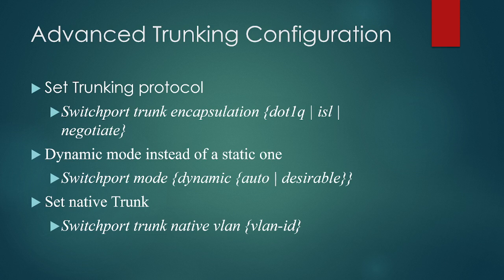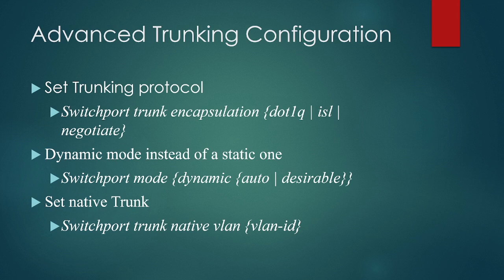The first of these is setting which type of trunking you want to use. By using the switchport trunk encapsulation command, you can decide between dot1q, which is the industry standard based on 802.1Q, ISL, which is Cisco's older standard, or set it to negotiate, which will use Dynamic Trunking Protocol on switches that support it to communicate between one another on which standard should be used.